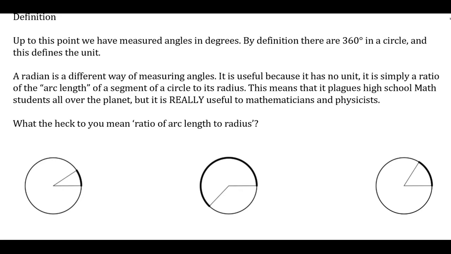Okay, so we're learning about radians. This is a different way of measuring angles. One of the reasons why it's really useful is that it has no unit. It is what we call unitless. Because it's a ratio, kind of like tan, sine, and cosine are ratios. Right? And it's a ratio of arc length of a segment of a circle to its radius. We'll talk about what that means in a minute.